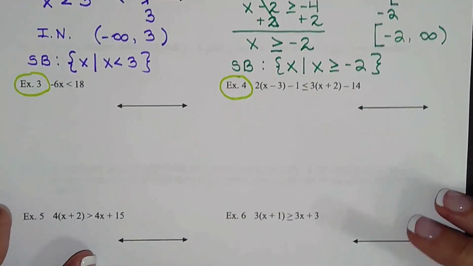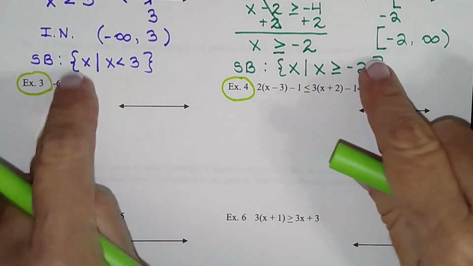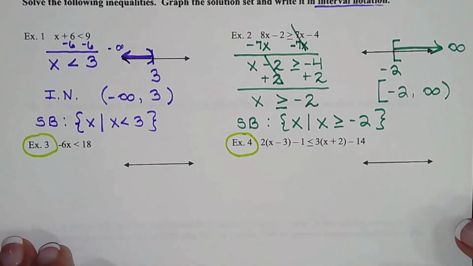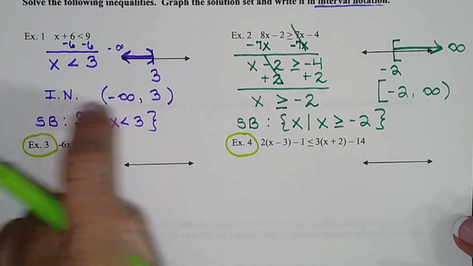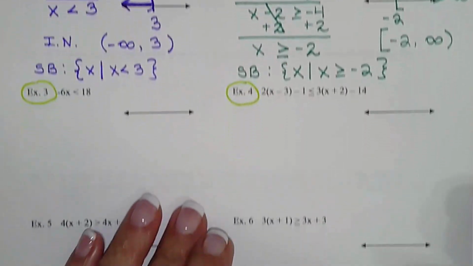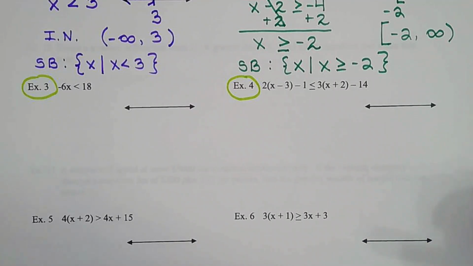So just go ahead and turn the video off, and be sure you don't have to do set builder. I think we got the gist of that. Just do the other three. Solve it, graph it, write your interval notation. Okay, so do those two and then come back and we'll see how you did.